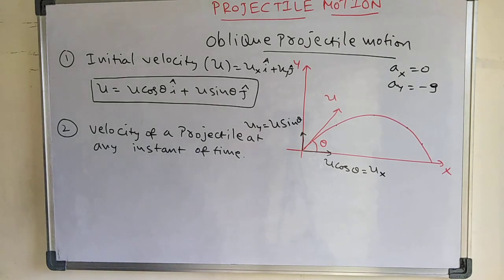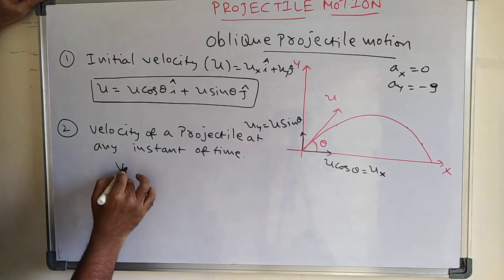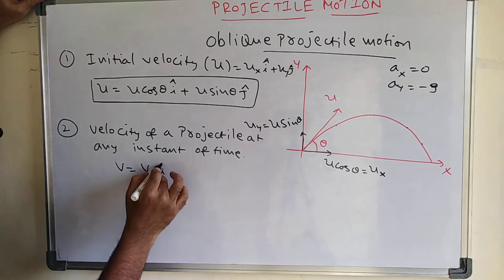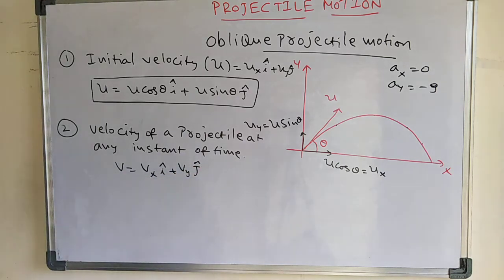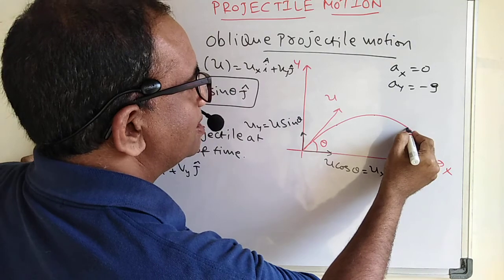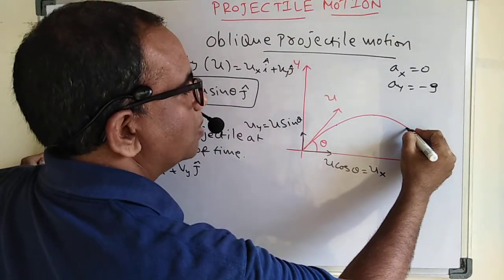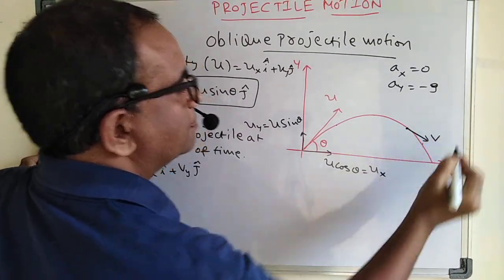Observe here carefully. What is the velocity here? We can write v = vx i cap + vy j cap. Let us take a point P, and at this point let us say the velocity is v.